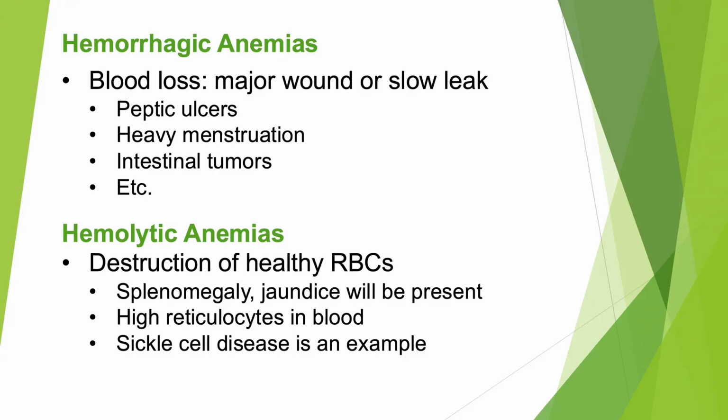Hemolytic anemias involve the destruction of healthy red blood cells. When this occurs, splenomegaly and jaundice will be present. High reticulocytes will be found in the blood. Sickle cell disease is an example of a hemolytic anemia.